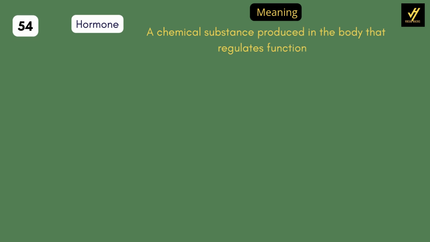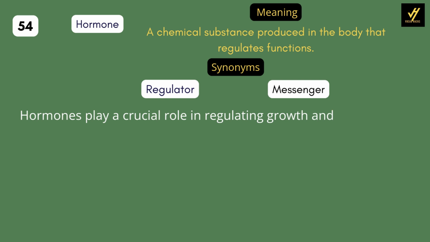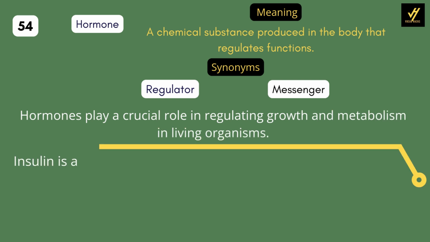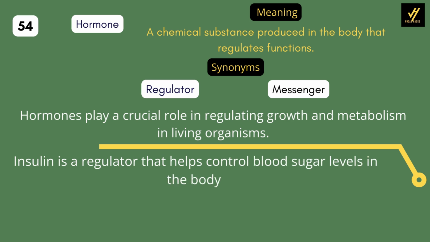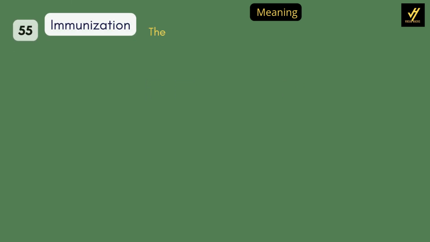Hormone, a chemical substance produced in the body that regulates functions. Regulator, messenger. Hormones play a crucial role in regulating growth and metabolism in living organisms. Insulin is a regulator that helps control blood sugar levels in the body. Many messenger substances in the body coordinate various physiological processes.